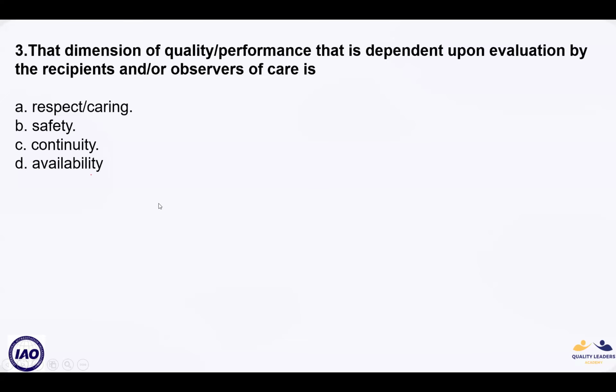Now, coming to the third question. What's the dimension of quality or performance that is dependent upon evaluation by the recipient and or observers of care? Okay, so try to understand the question. Here it's asking which dimension of quality mostly depends on how patients or family or people watching the care feel about it or judge it. Okay, so it's about perception based quality and not something we can count easily. It's not objective. It's not about a rate or wait times. It's about the perception, right?